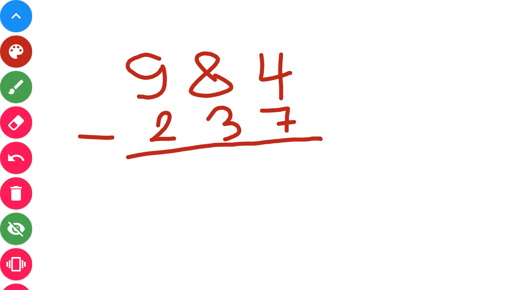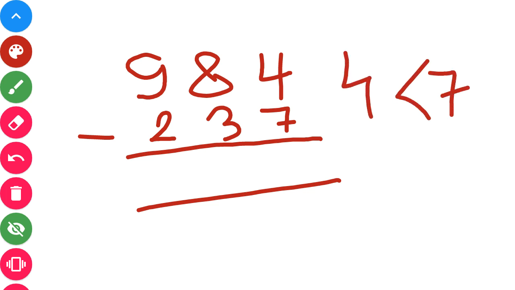Okay, let us solve it. Again, we will start from ones place. So which number are we having at ones place? We are having 4. 4 is smaller than 7. Now what will we do? Now this 4 will take a borrow.